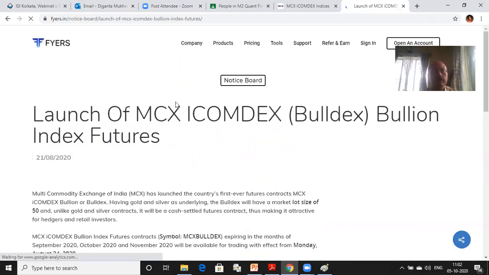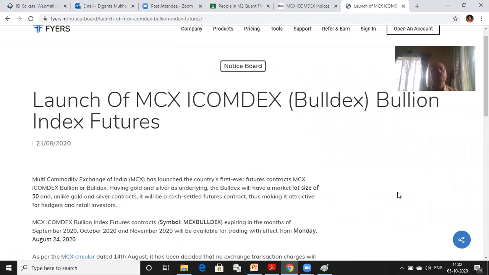So if the page is opening. So this is the new derivative contract I was talking about. MCX has started a futures contract on the commodity index on bullions. Bullions are precious metals, so gold and silver. Bullion are essentially gold and silver. This has started only in August, so last month.